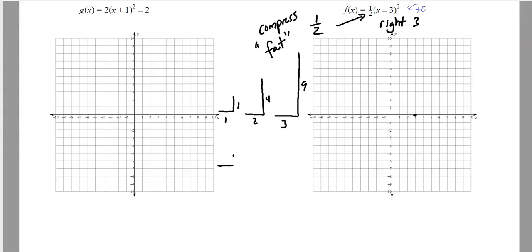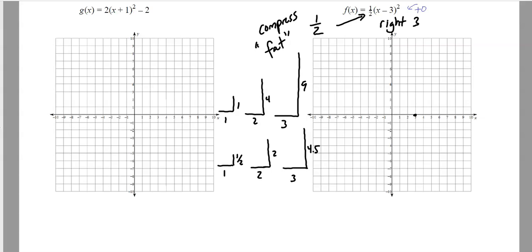So instead of going over 1, it's going to go over 1 up a half. Or it's going to go over 2, but it's only going to go halfway. It's going to be 2. I don't like that 2, so I've got to rewrite it. And going over 3, instead of going up 9, we're only going up half of 9. We're going up 4.5. So that's kind of what's going to play out on this one.